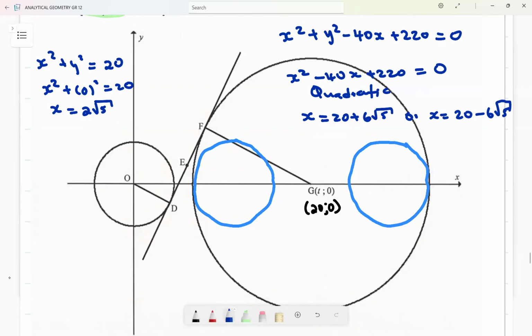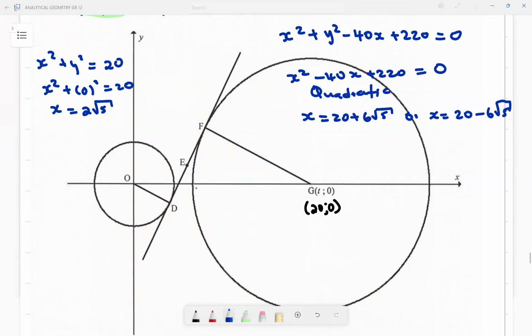Okay, guys, let me do this. Actually, let me erase this so that you understand what I'm going to do here. If this coordinate here, can you see this one is going to be 20 minus 6 root 5. And then this one here is going to be 20 plus 6 root 5. And then we just said the x-intercept for the bigger graph.